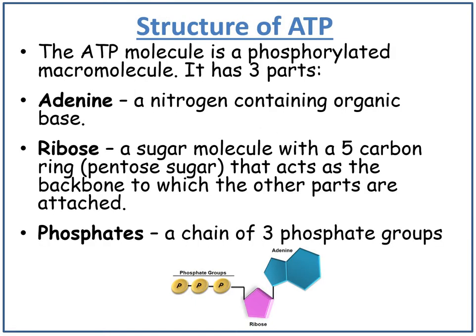Structure of ATP. The ATP molecule is a phosphorylated macromolecule and it has 3 parts. You've got adenine, which is a nitrogen-containing organic base. Ribose, which is a sugar molecule with a 5-carbon ring, a pentose sugar, that acts as the backbone to which the other parts are attached. And then you've got phosphates. You've got a chain of 3 phosphate groups.